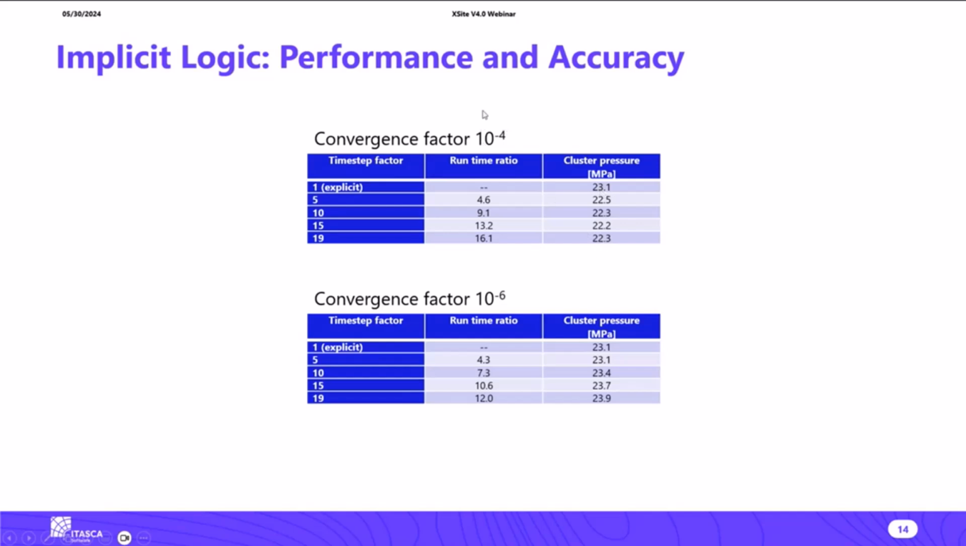And again, this is for the case of convergence factor equal to 10 to the minus 4. So I would say that the error as a result of using much longer time step factor is less than 5%. However, when we use a stricter convergence factor, we pay a little bit of price in speed gain. So now it's not 16 times, it's 12, but you can see that then actually the error in the results is much less.